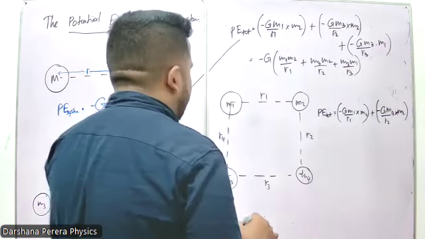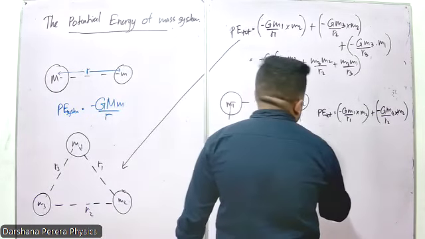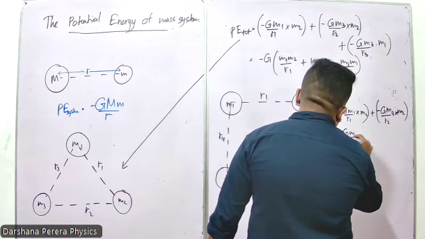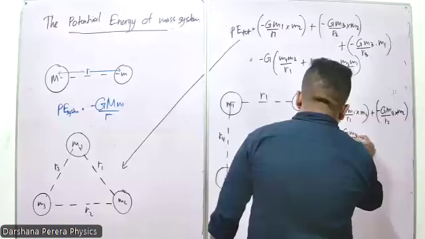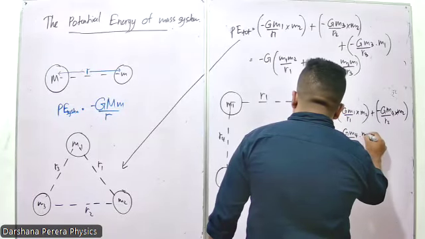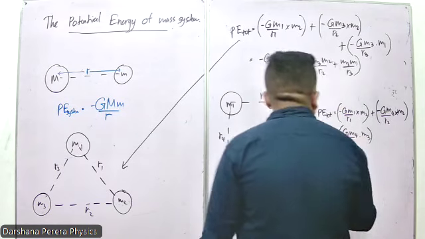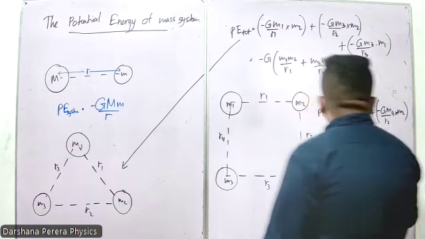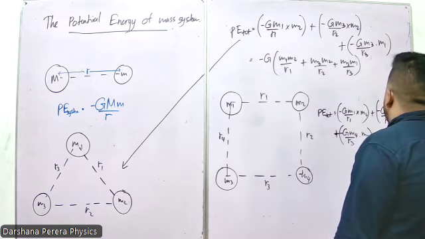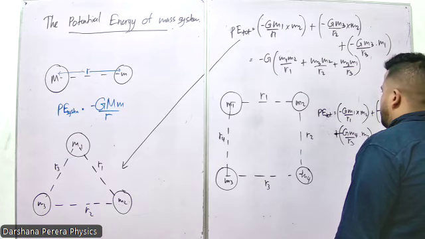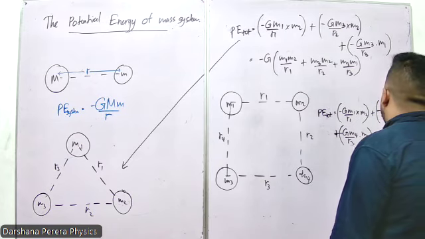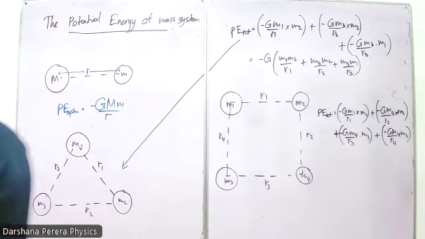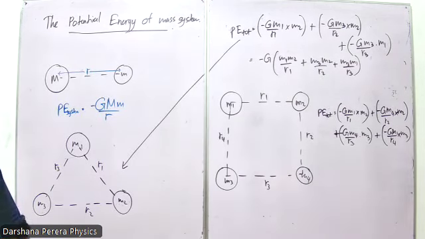Likewise, I have to take. Then I have to consider this one, plus G M4 over R3 into M3, minus then plus, minus G M1 over R4 into M3. Likewise, we have to take. We only need this. This is too much, but we only need this one.